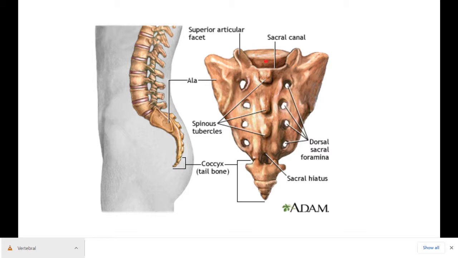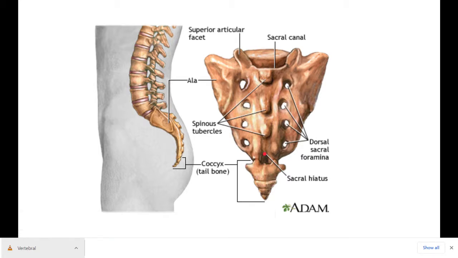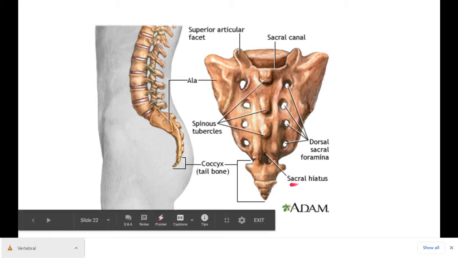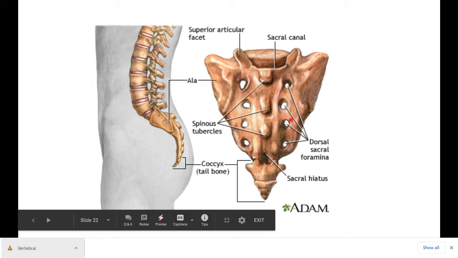The sacral canal. This is basically where the spinal cord ends, and then nerves travel down this sacral canal and allow communication between the spinal cord and the lower part of our body. The sacral hiatus is an opening down at the bottom of the sacrum. This allows nerves to exit, and again, with that communication. And all these foramina that you see here, these holes, those again are passages for nerves and arteries.